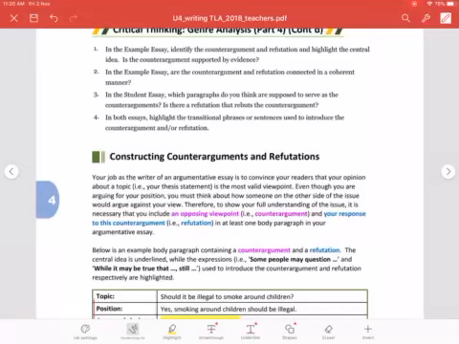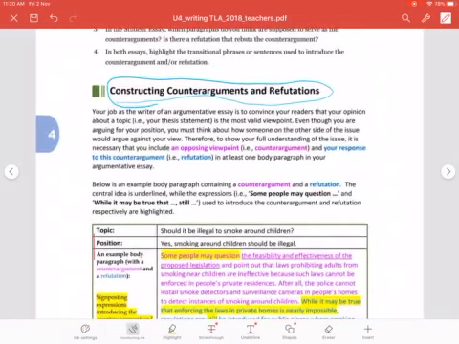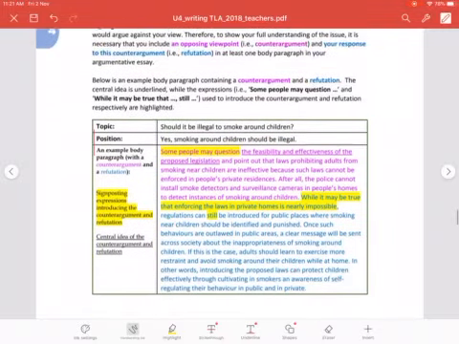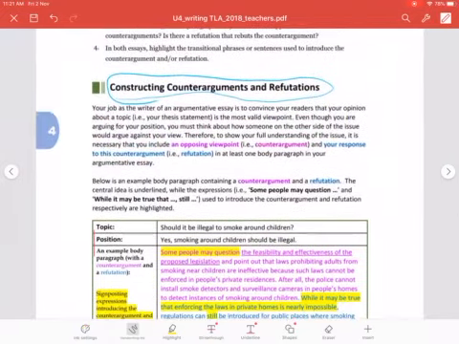Alright, so I'd like to talk a little bit about constructing counterarguments and refutation. This is something I talked about a little in section 40, but for 41, because of the holiday, I haven't had a chance to cover this. So if you turn to page 132 of our textbook, you can refer to the discussion here.